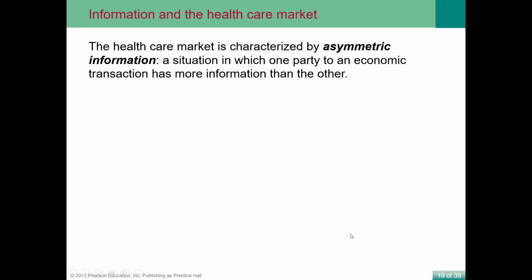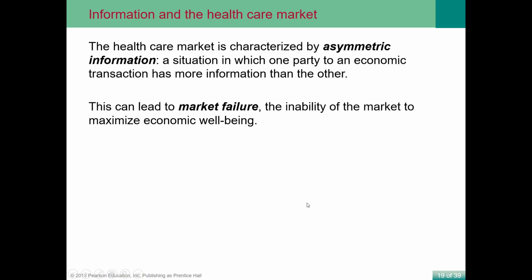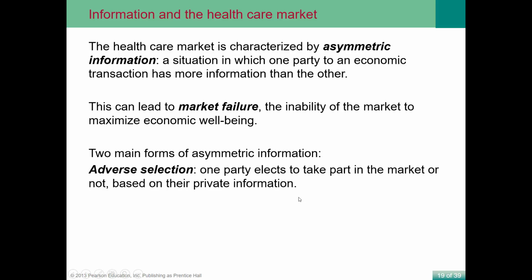So the healthcare market is characterized by what we call asymmetric information. It's a situation in which one party to an economic transaction has more information than another. This can lead to market failure, or the inability of the market to maximize economic well-being. So there are two main forms of asymmetric information. First, adverse selection: one party elects to take part in the market or not based on private information.